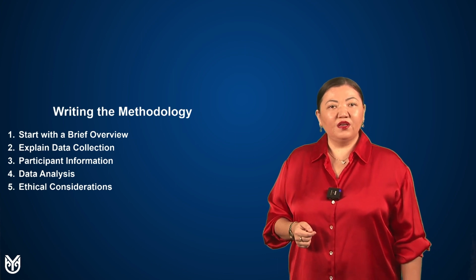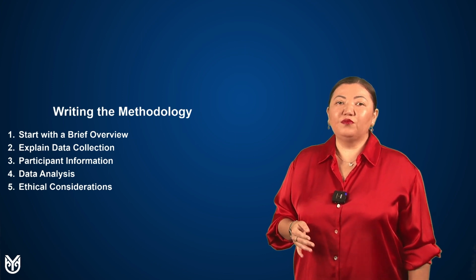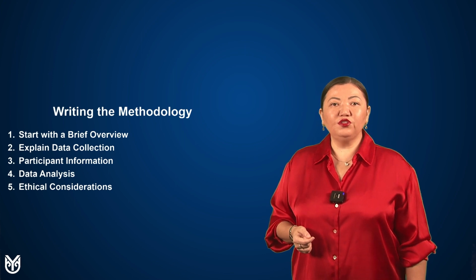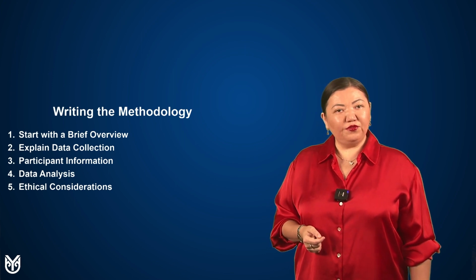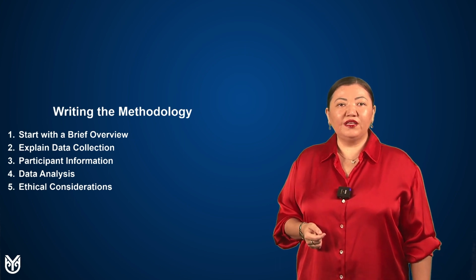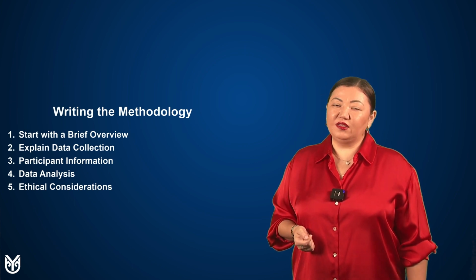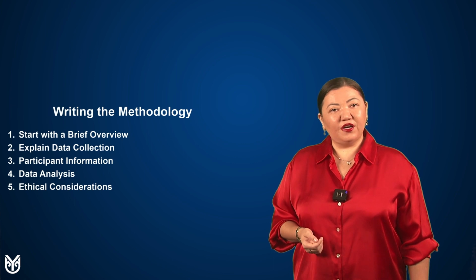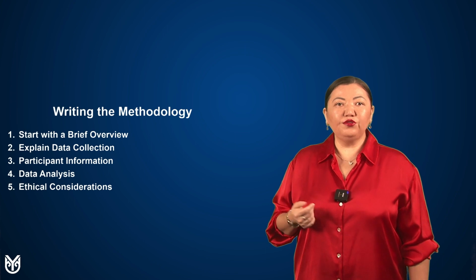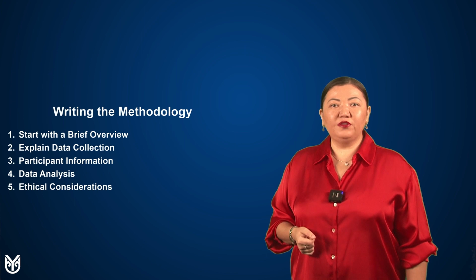Number three, participant information. Provide information about your participants or sample, including how they were recruited or selected. Number four, data analysis. Describe the analysis methods, whether they involve statistical software, qualitative coding, or other techniques. Number five, ethical considerations. Explain how you addressed ethical concerns and received necessary approvals or consent.